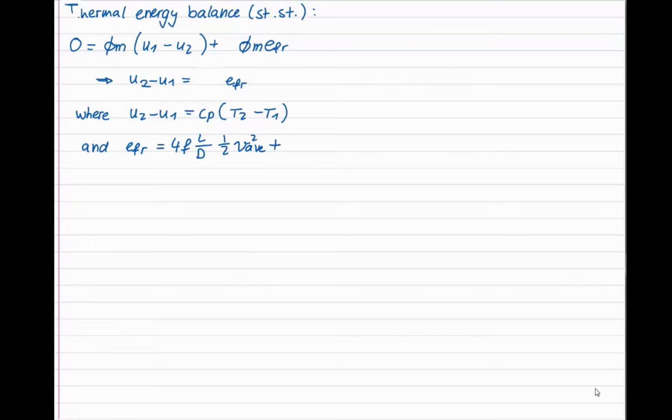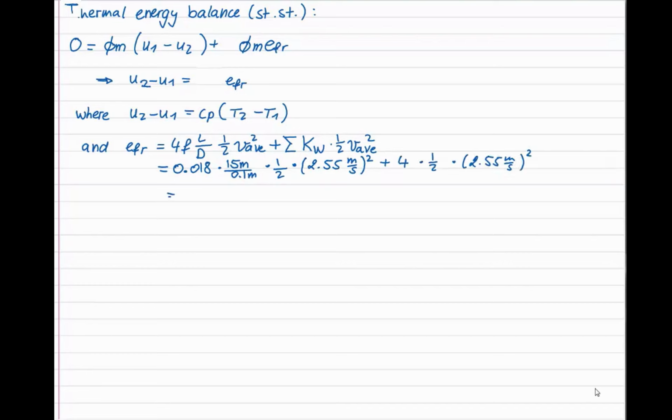And the expression for the energy dissipation due to friction is the same as before, and can thus be calculated using values found previously. We calculate the energy dissipation due to friction and we find 21.8 joules per kilogram. Now, if we isolate T2 minus T1 and fill in the numbers, we find a temperature rise of 0.0053 Kelvin.